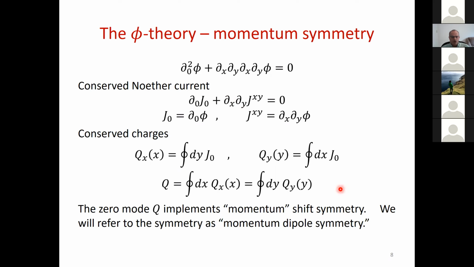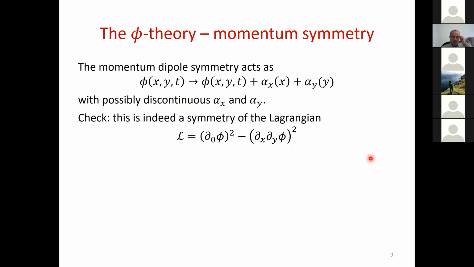So once we have the charges, we can act on the fields, commute Q with phi, and see how the symmetry acts on the fields. And we see that it shifts phi by an arbitrary function of x plus an arbitrary function of y. So Q_x shifts by an arbitrary function of x, and Q_y shifts by an arbitrary function of y. And you can check, this is a straightforward exercise, that this shift symmetry is indeed a symmetry of this Lagrangian. So this is kind of a sanity check that we didn't fool ourselves. If you ask yourself, what are the global symmetries of this system? An infinite symmetry.